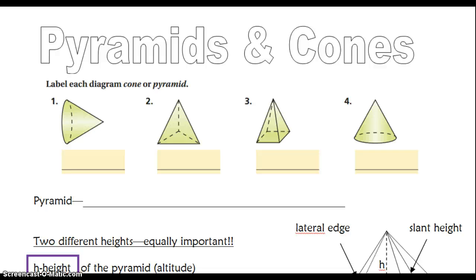Label each diagram as a cone or a pyramid. So number 1, well, I'd have to say that's a cone since the bottom is circular. Number 2, it comes to a point, the base, the bottom, again, it's not a circle though, so this one would have to be a pyramid. Number 3 looks very similar to number 2. Again, the base, oops, spelled that wrong.